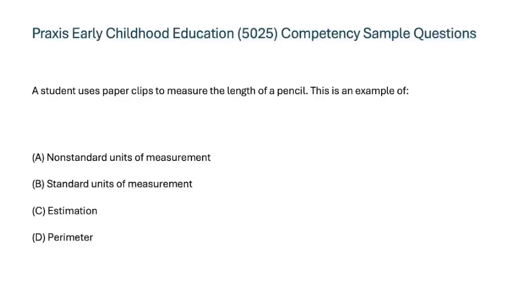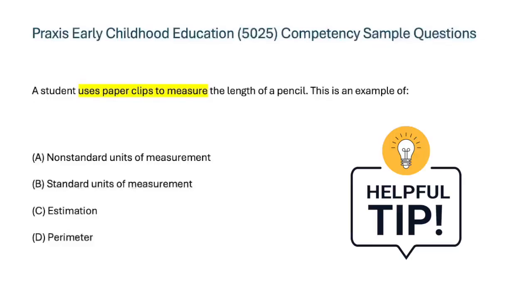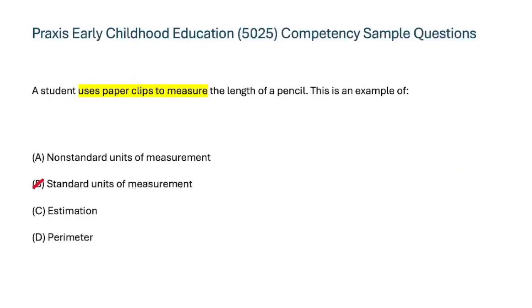A student uses paper clips to measure the length of a pencil. This is an example of A, non-standard units of measurement, B, standard units of measurement, C, estimation, or D, perimeter. Let's keep in mind how young children learn measurement concepts through hands-on tools. Watch for indicators like cubes, hands, or feet, as they often indicate non-standard measurement tools. With that in mind, let's go ahead and eliminate the incorrect options, starting with B.